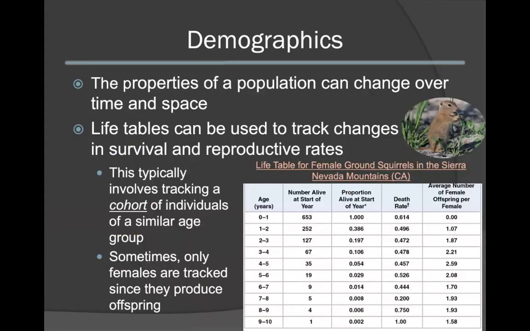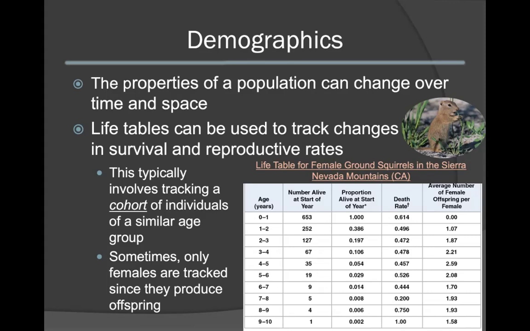Demographics can be very important in understanding how certain properties of a population change over time and space. To understand the demographics of a population, life tables are typically used. These life tables can track changes in survival and reproductive rates. This is because they typically involve tracking a group of individuals, or cohort, through the population. The cohort individuals will all have a similar age or reproductive status. In addition, sometimes within a population, only the females are tracked. This is because they are responsible for reproducing.